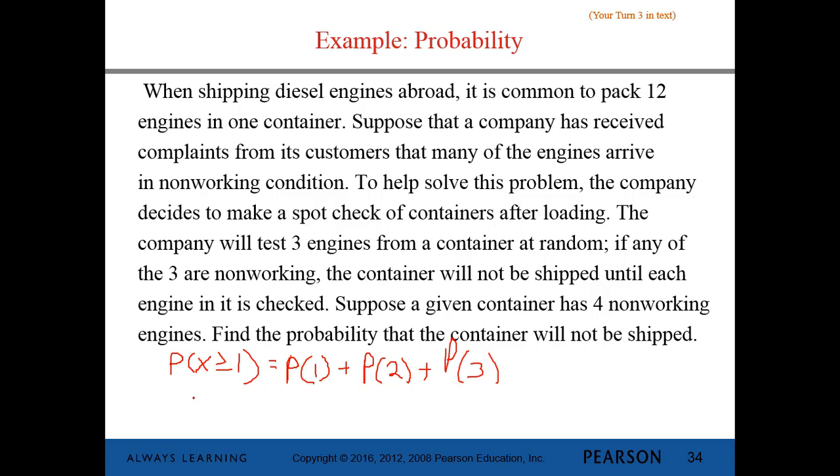And so we could use the complement rule and say, okay, the probability of at least one is equal to 1 minus the probability of 0.